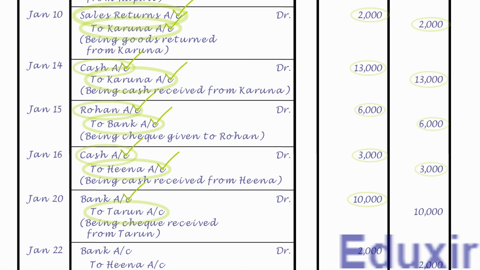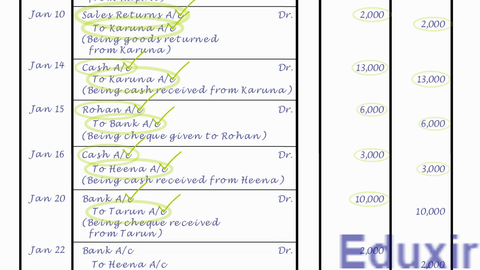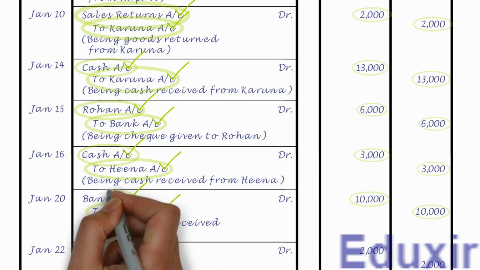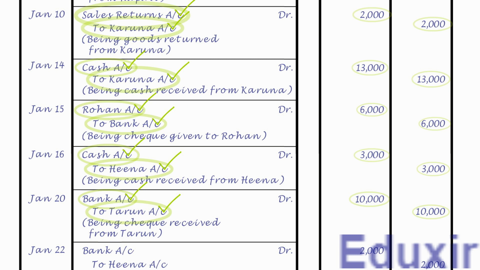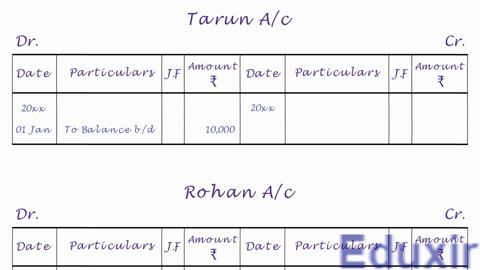As the name suggests, it needs to be posted on the credit side of Tarun account and the credit amount is 10,000 rupees. Note that the details that need to be posted into the particulars column is bank account. As we already have Tarun account, let us now post this entry into that account. As this is the first entry on the credit side, let us first write the year in the date column. Let us then write the date.